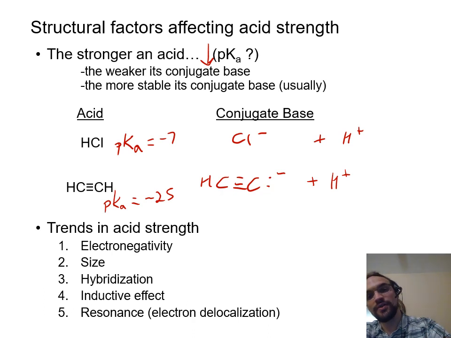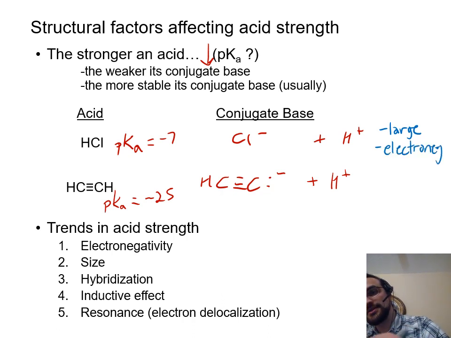Well, here we have a chloride ion, and we know that chloride is large. It can handle that negative charge. It's also electronegative. So it's okay with having extra negative charge because it's an electronegative atom. So both those work together to make a rather stable conjugate base.